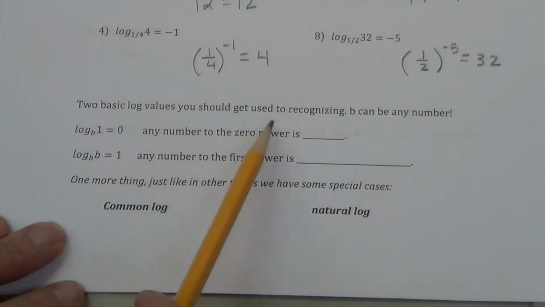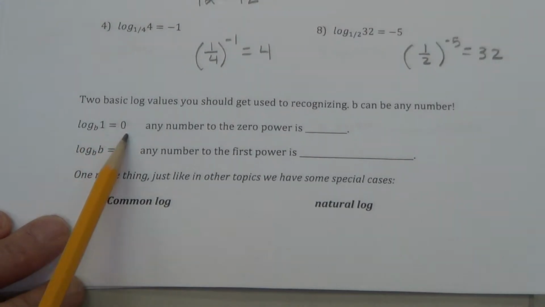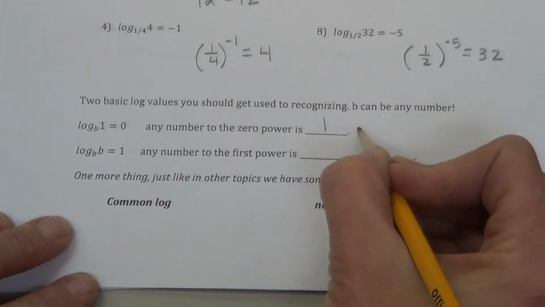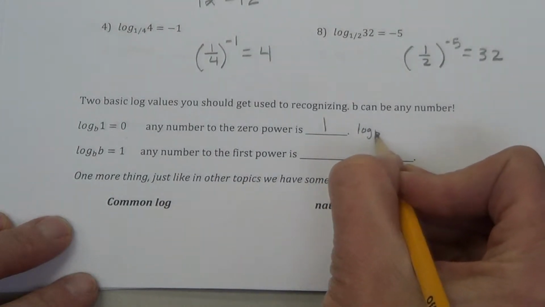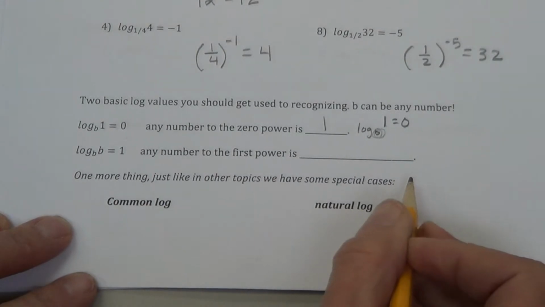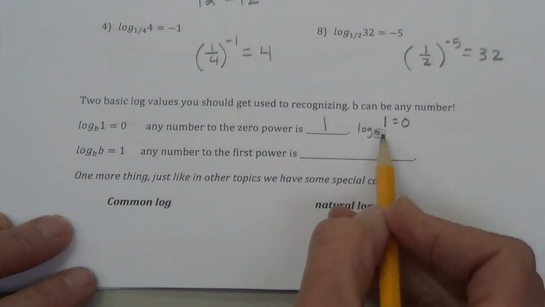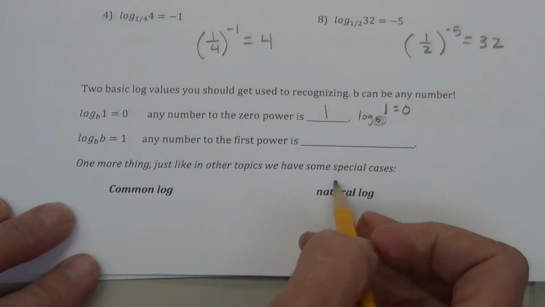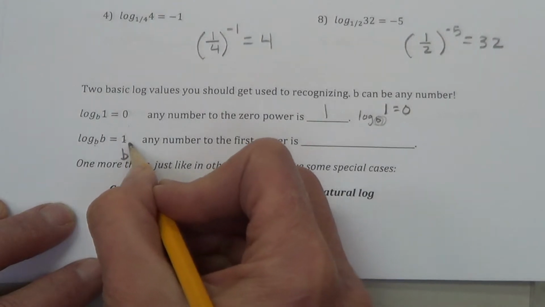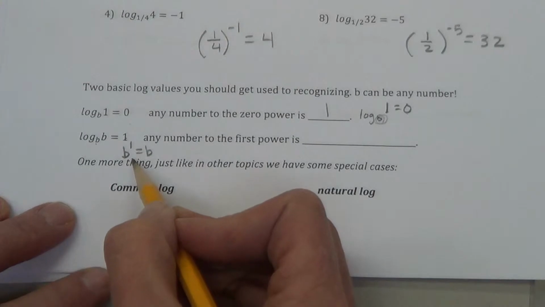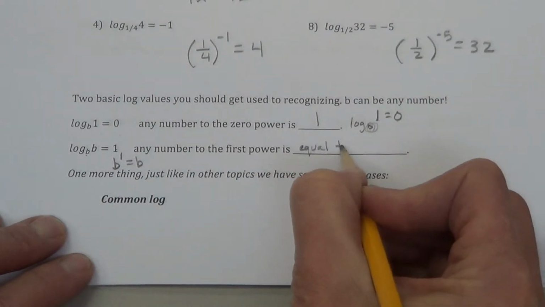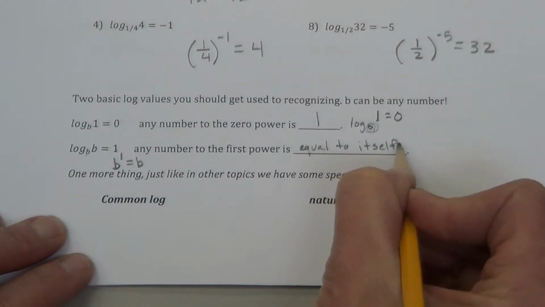So, two basic values that we need to remember is that log b to the first equals 0 because any number to the 0th power is equal to 1. So that's log of any number, where b is any number. Yeah, that's the easiest way to put it, because it's to the 0th power that it's equaling 1. The next thing is that any number, here's our base, any number to the first power equals itself. Okay?